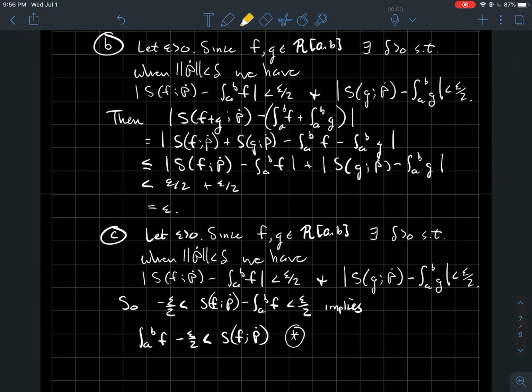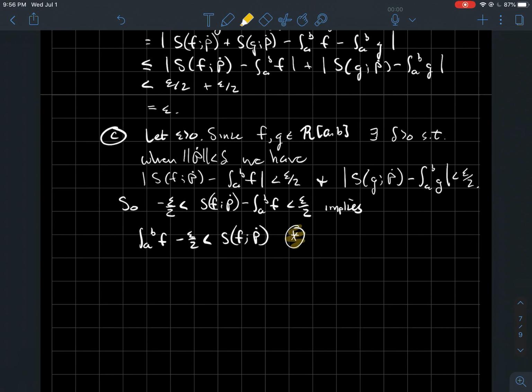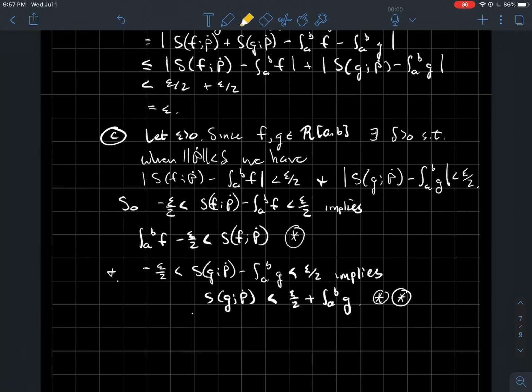When I add that over, the integral of f minus epsilon over 2 is less than the Riemann sum of f. And so I'm going to denote that by star here. We're going to use it in a moment. That's why I'm denoting it by star. And I'm going to apply the same kind of logic with my college algebra, expanding this absolute value inequality into a compound inequality like I did below. And so if I did expand that, that would be this compound inequality now. And now we are just going to focus on this half, and we're going to add the integral to the other side with positive epsilon over 2 over there. So that tells me that the Riemann sum is less than epsilon over 2 plus the integral of g. And again, I'm going to need that in a moment.